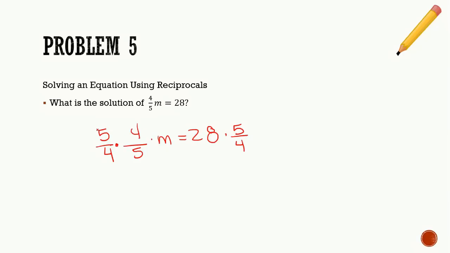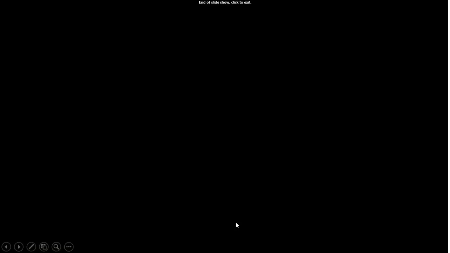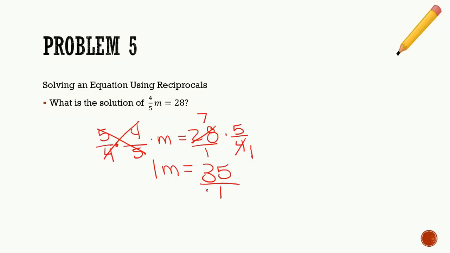Over on this side, 5 over 5 and 4 over 4, that's going to make 1. So I'm left on the left-hand side with 1m. Now, I need to figure out what 28 times 5/4 is. You could quickly do that on your calculator. I'm going to do it with some cross-canceling here. So 4 divided by 4, that's 1. 28 divided by 4 is 7. So I have 7 times 5, which is 35, over 1 times 1, which is 1. So I have m equals 35.